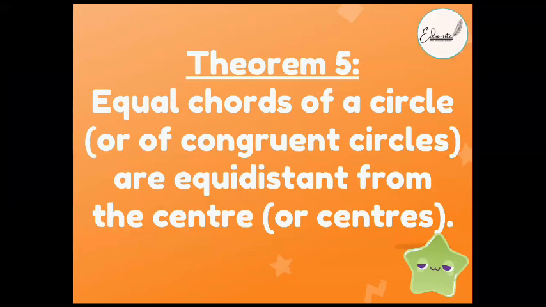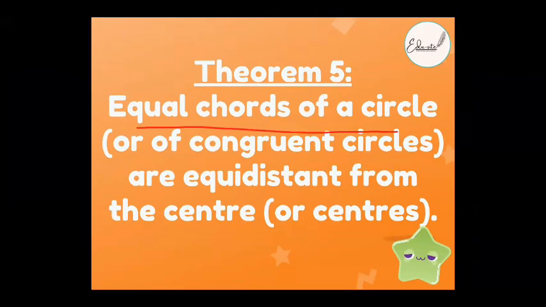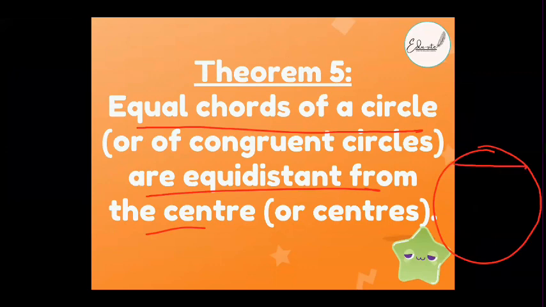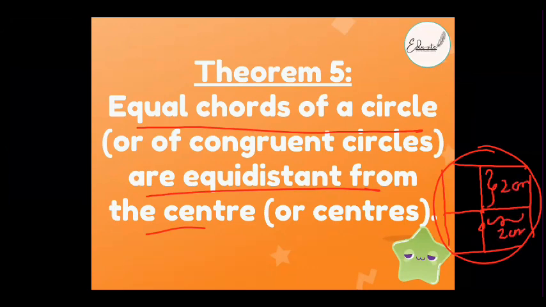Okay, one major theorem states that equal chords of a circle are equidistant from the center. If you have equal chords drawn on the circle, 2 centimeter, 2 centimeter, 2 centimeter, and you have a point O, then all of them are at an equal distance from the center. Equal distance means they will actually be at the same distance from the center. Is it understood, Laiba? Any doubts? You can please ask me.